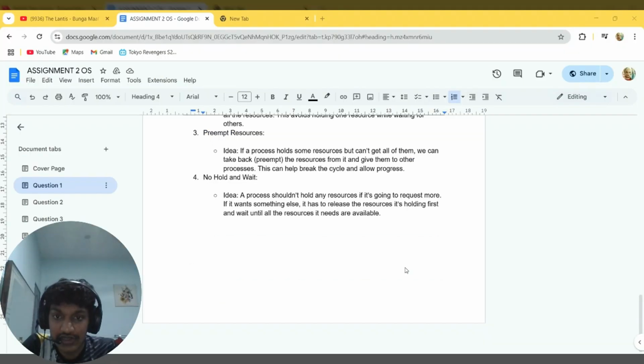The last one is no hold and wait. The idea is that a process shouldn't hold any resources if it's going to request more. If it wants something else, it has to release the resources it's holding first and wait until all the resources it needs are available.